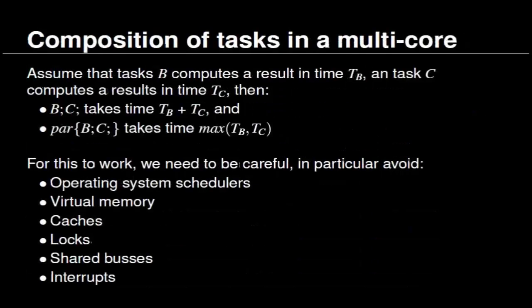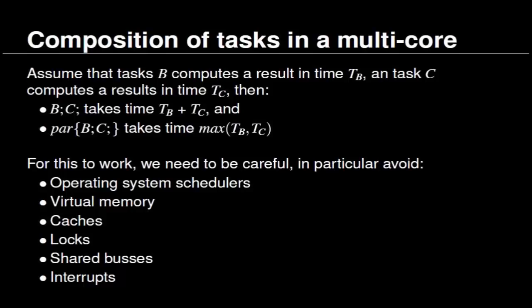So let's first look at how you compose tasks. How simple it becomes. I have two tasks, B and C. They take times TB and TC. And if I execute first B, then C, it takes time TB plus TC. If I execute the two in parallel, then the time is the maximum of both. Right? There is nothing that's going to sit in the way of that. What could sit in the way of that?